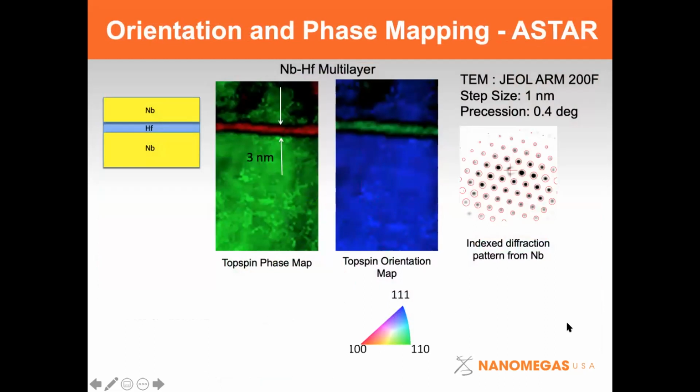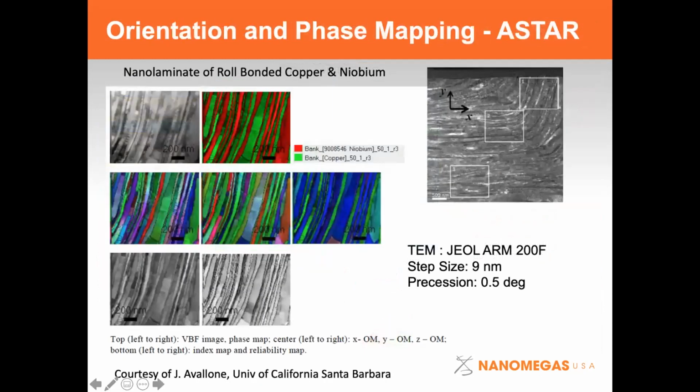This is what I would call a high resolution image compared to the last one. It's a hafnium niobium multilayer. You can see the little 3 nanometer hafnium here, and also the orientation for both of those phases. This is some work that was done at UC Santa Barbara, and this is a copper niobium system. What you can see here is a virtual bright field, an image created from the diffraction patterns. Then you have the different layers of this immiscible copper niobium material, and the orientation of all those different grains.